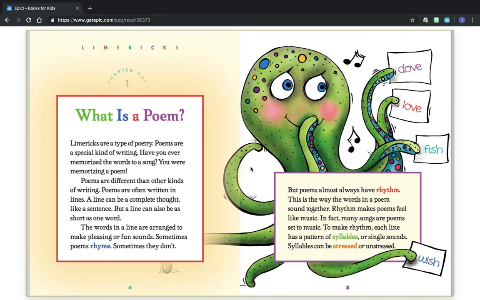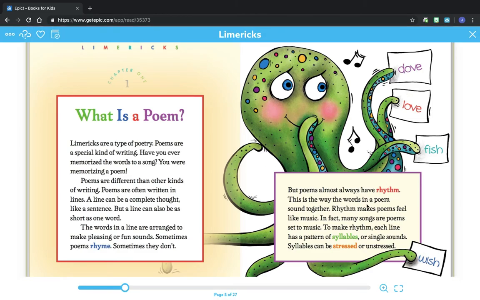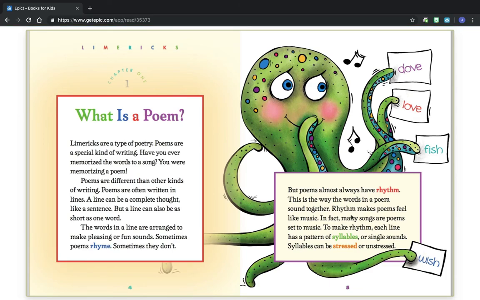So for the past 2 weeks we've been looking at different types of poems, and we've seen that some poems have rhyming words, some poems don't have rhyming words, some poems are short, some are long, some have stanzas, some just have a couple of lines. This specific poem is going to have rhythm, okay? So that's going to be the focus, is that it has rhythm. So this is the way the words in a poem sound together. Rhythm makes poems feel like music.